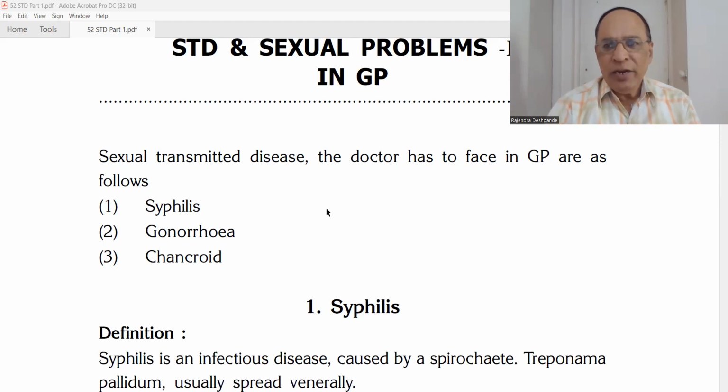These sexually transmitted diseases or venereal diseases take place because of unsafe sex. That means without using a condom or some preventive measures, especially the male, they are exposed to these diseases because of contacts with or visiting prostitutes or unknown girlfriends and all these things. Unsafe sex makes these problems happen.